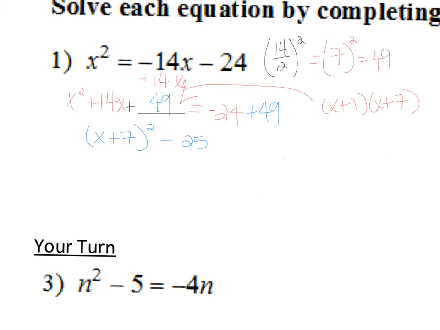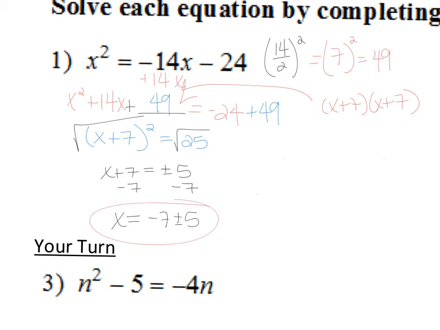Now I want to get x alone. So I'm going to square root each side, which means I'm going to get a plus and minus. So I have x plus 7 equals plus or minus 5. Well, if I subtract 7 from each side to get x alone, I get x equals negative 7 plus or minus 5. You're not really done because this can be simplified.